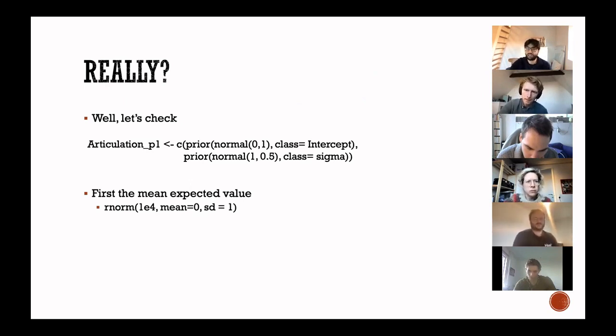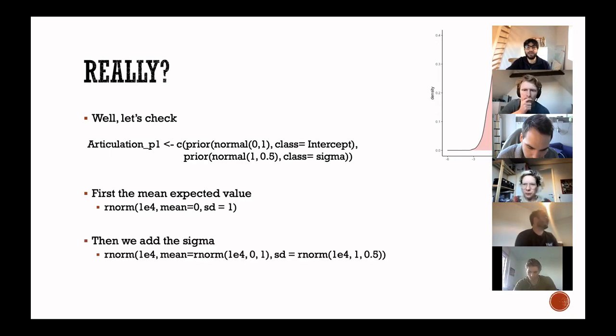Right. So let's check. This is our prior. I call it articulation P1, right? And I just create a list with the 2 separate priors. And then we simulate the mean expected value. Our norm, you probably know it, is just sampling from a normal distribution, 10,000 samples with a mean of 0 and the standard deviation of 1. This is how it looks like.